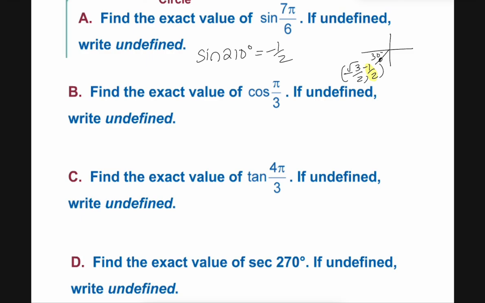Let's look at cosine of pi over 3. Pi over 3 is 60. 60 is in the first quadrant. We always love the first quadrant ones. So that is the point 1/2, square root of 3 over 2. The cosine is my x value. So the cosine of 60 or pi over 3 is 1/2.